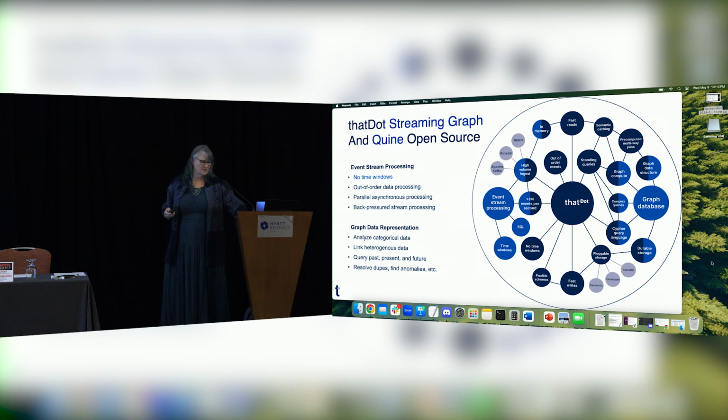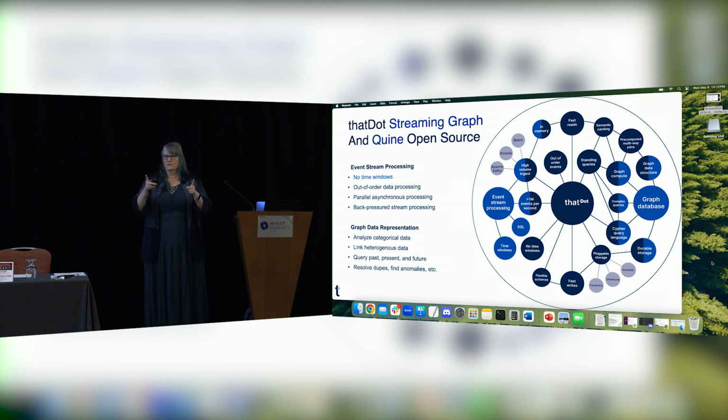But graph databases are slow, and one of the things we need to do was speed it up. So what we came up with was this thing called Quine, which is an open source capability that does streaming graph. And essentially what it does, the problem with existing stream processors like Flink, and there's several others that are really good, the trouble is they have these time windows.